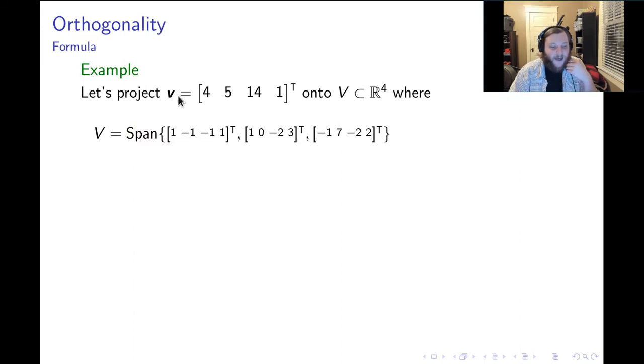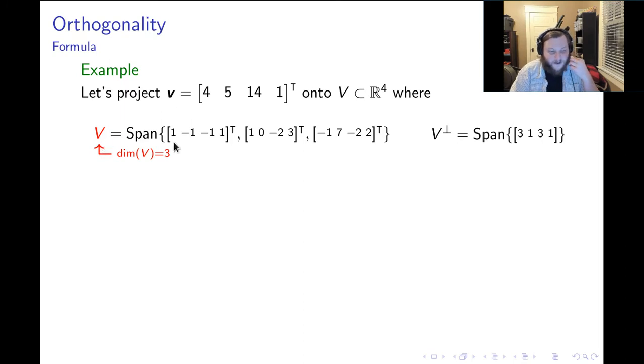Here, I'm looking at the vector (4, 5, 14, 1), and my goal is to project this vector onto the space V, which has a basis given by these three vectors. This problem's kind of annoying, because what we're writing here is some space that has dimension 3. And a dimension 3 projection problem requires me to invert a 3 by 3 Gramian, which I don't want to do. So instead, what I can do is look at the orthogonal complement of my space.